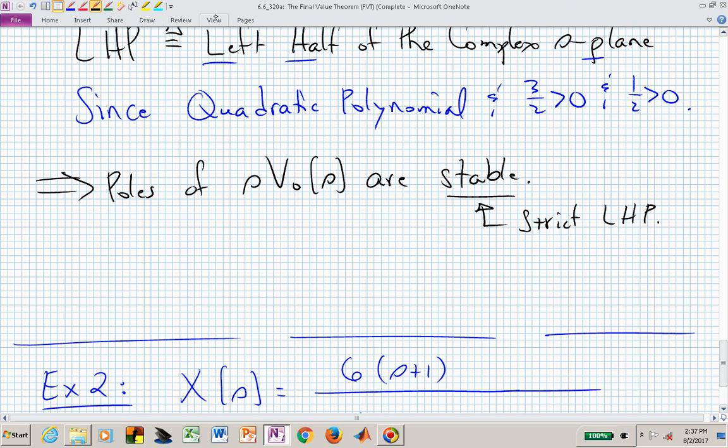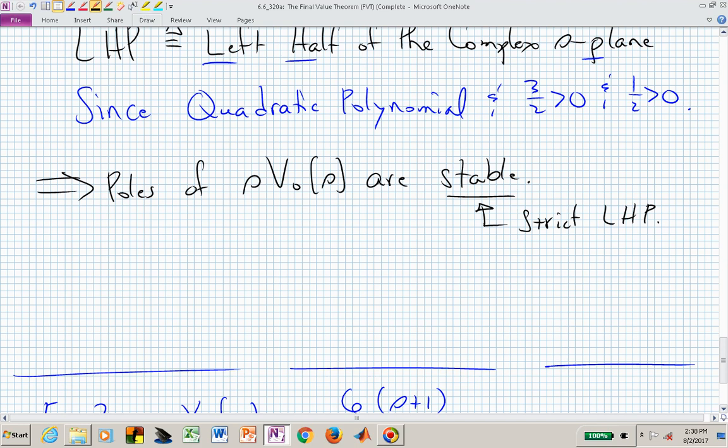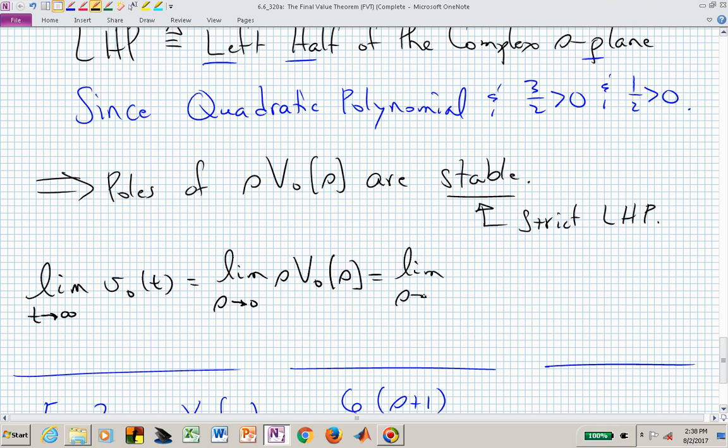That means now that we can, in fact, apply the final value theorem, which now says that the limit as t goes to infinity of v sub 0 of t is equal to the limit as s goes to 0 of s v sub 0 of s, and that's now the limit as s goes to 0 of minus 4s over 2 times s squared plus 3/2 s plus 1/2.